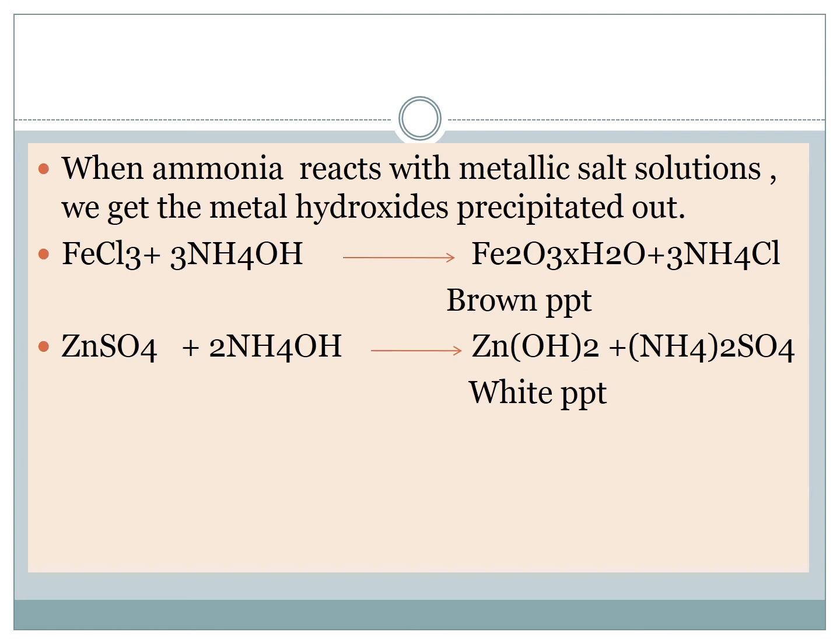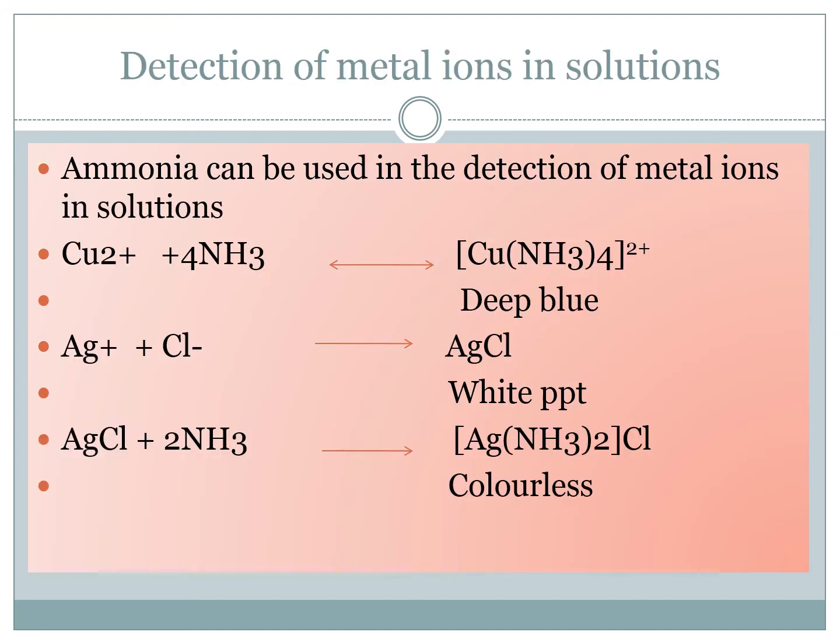Ammonia can also be used for precipitating out different metal hydroxides. That is evident when we are doing the qualitative analysis of iron and zinc. Ferric chloride, when it reacts with ammonium hydroxide, gives a brown precipitate, that is rust, Fe2O3·xH2O. In the same way, when zinc sulfate is treated with ammonium hydroxide, you get a dirty white precipitate, that is zinc hydroxide precipitated out. We can also use the ammonia solution for detection of metals in solution.